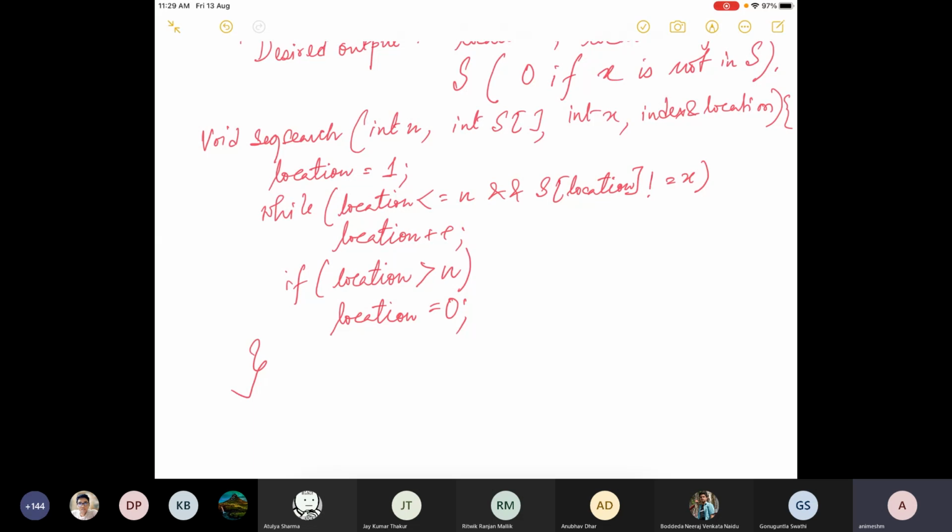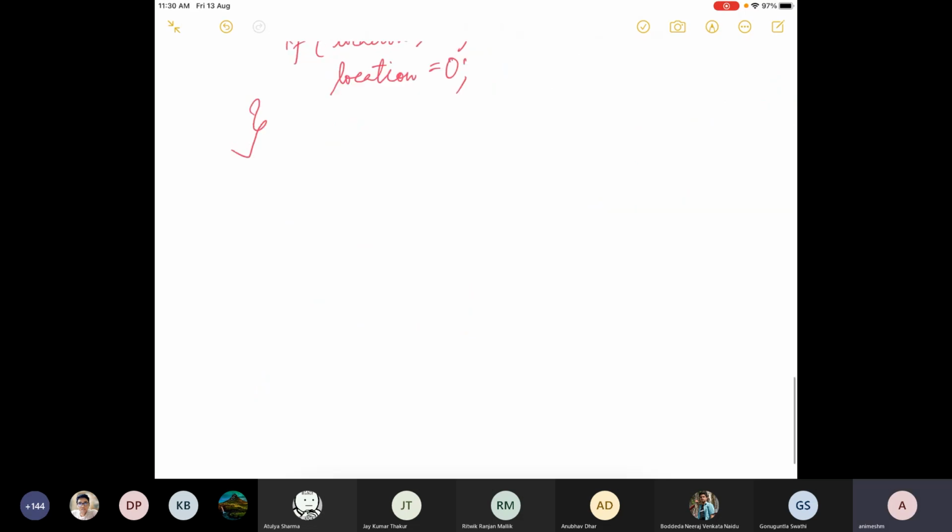So this is a typical example of sequential search, and I guess you know better than me about this type of algorithmic methods to identify. So we'll write a few more examples of algorithms.